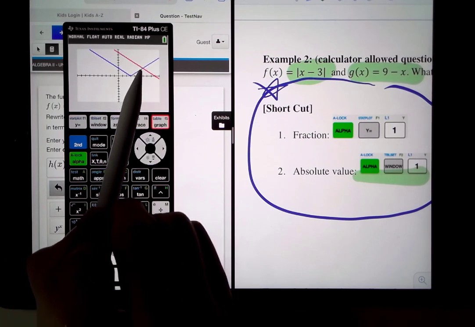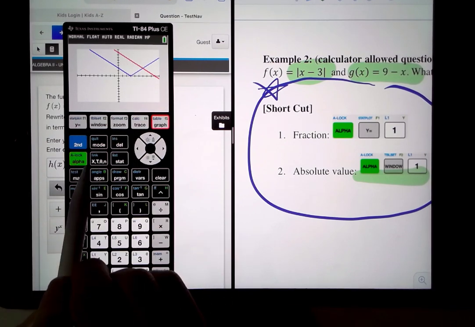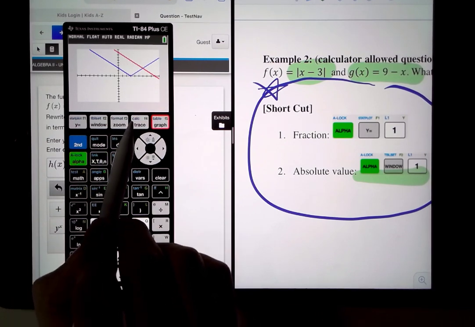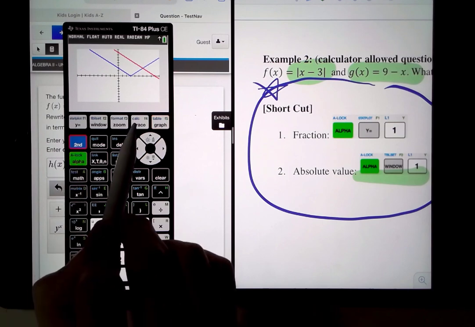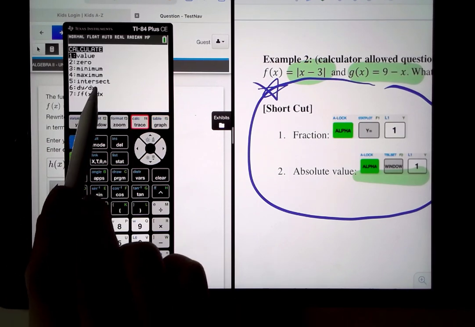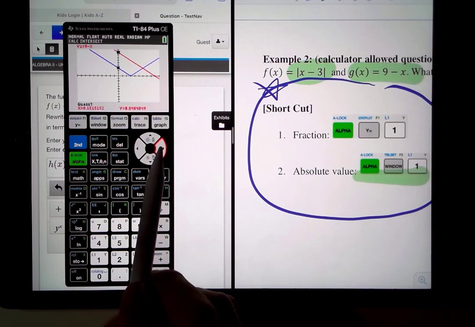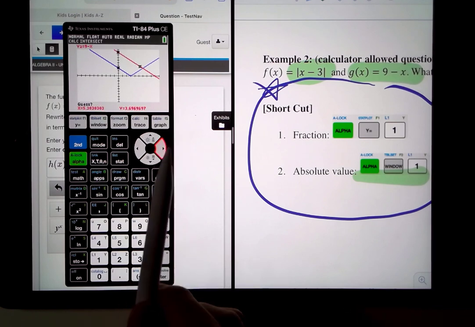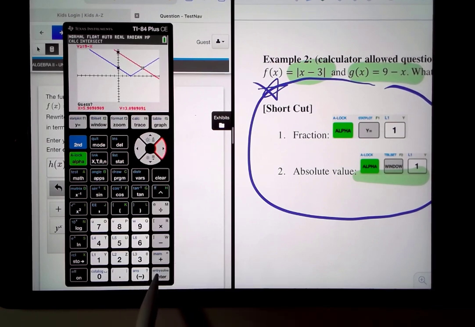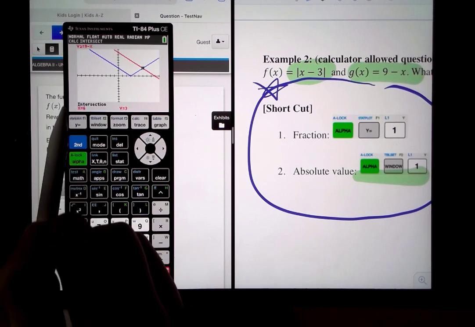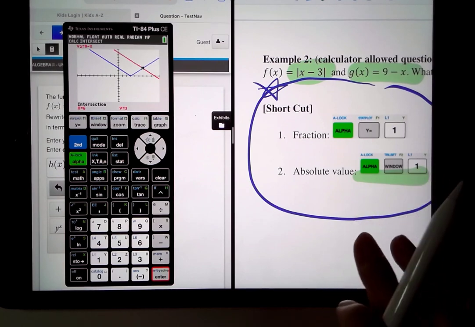Oh, I have one intersection over here, right? I want to get this point. So to get it, what do we do? Calculate, which is second trace, intersect. So press 5. First curve, yes. My second curve, yes. I want to get this point over here. So you press enter. Then you get 6, 3. So my answer is 6. That's it.